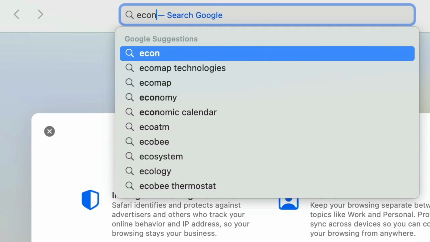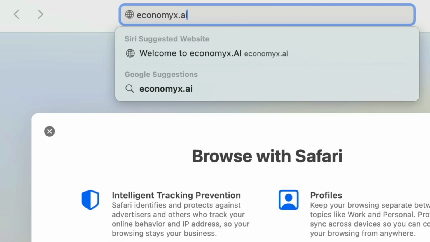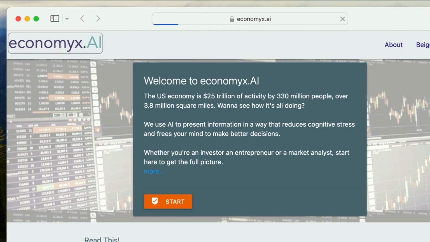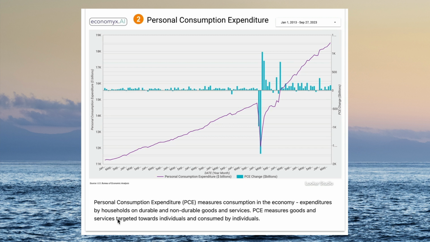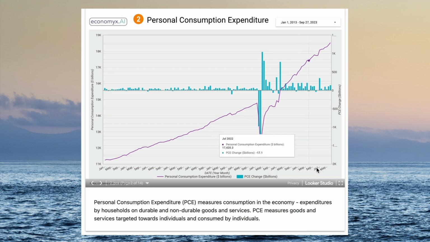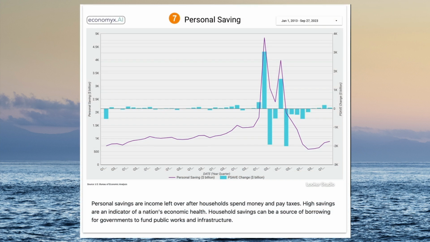To understand inflation, we need to look at two charts. First one is personal consumption expenditure, or PCE. It measures consumption in the economy, specifically, goods and services targeted towards individuals and consumed by individuals. And the second one is personal savings. This is income left over after households spend and pay taxes.